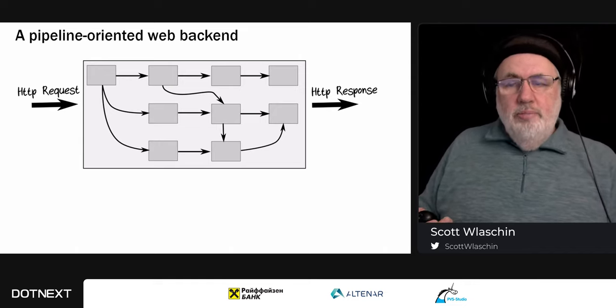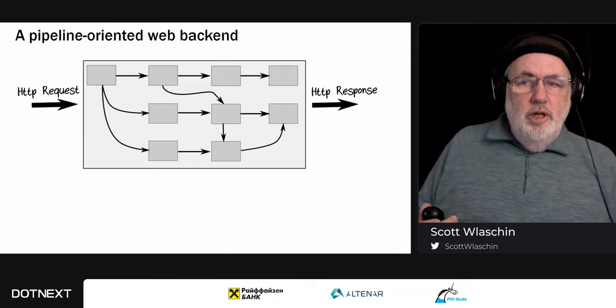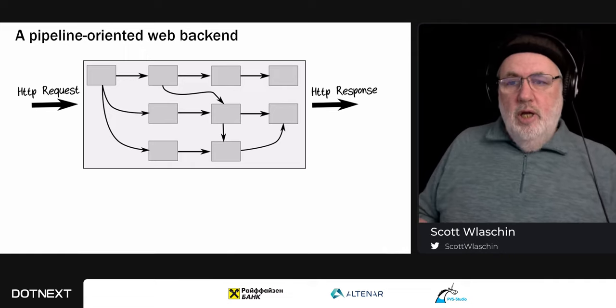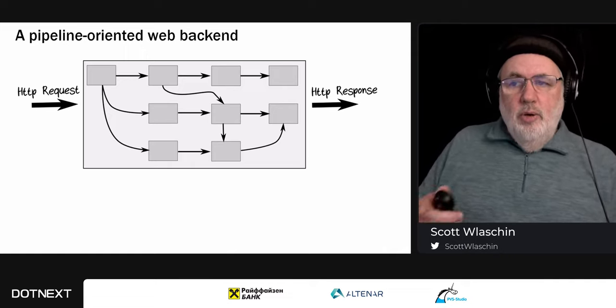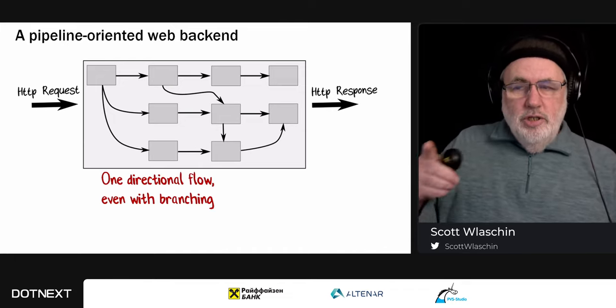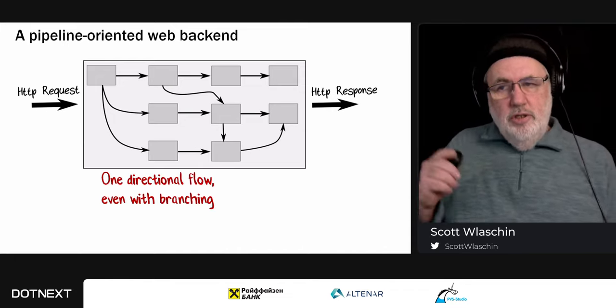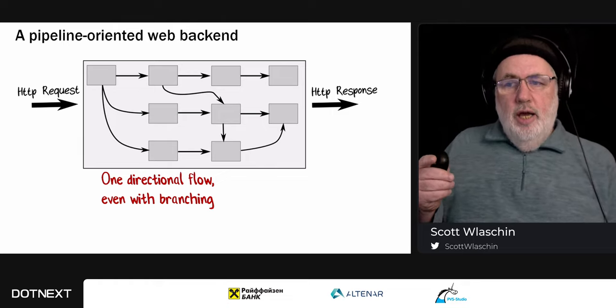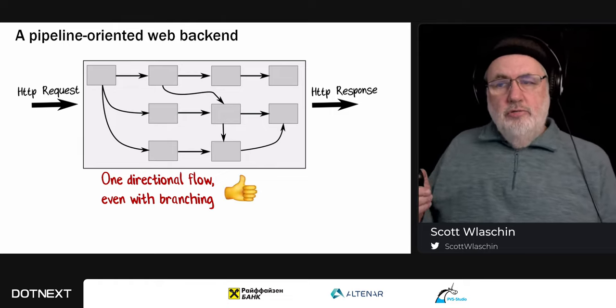If you think about a web application, a request comes in and a response comes out. If you do it in a pipeline way, you have something that looks like this. Now, there is some branching. Yes, obviously, you have to make decisions, but the arrows still go in one direction, and the data flows through in a very straightforward way.